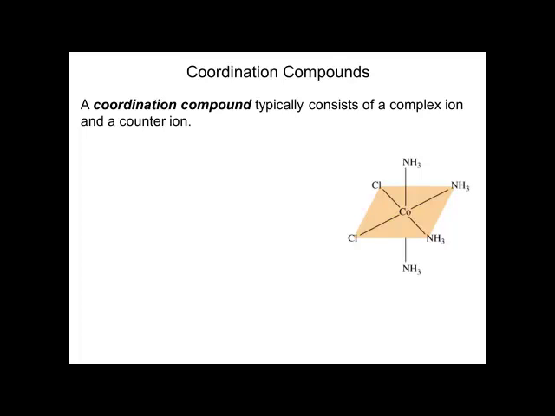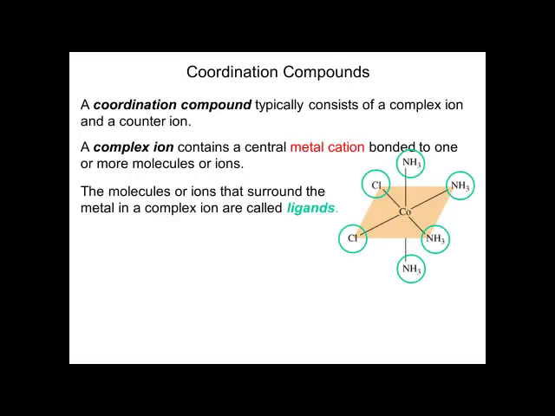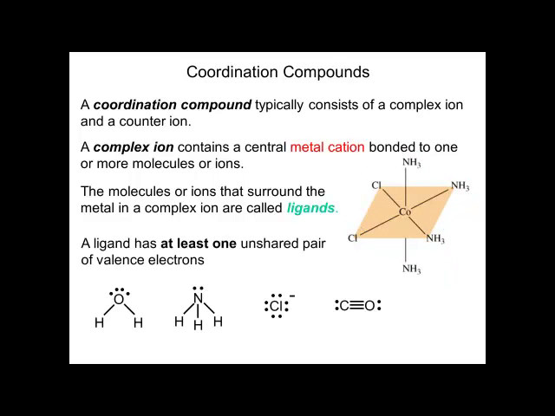A coordination compound typically consists of a complex ion and a counter ion. In this example, we have cobalt in the center, and attached to it are 2 chlorines and 4 ammonias. A complex ion contains a central metal cation, in this case cobalt, bonded to one or more molecules or ions. The molecules or ions that surround the metal in a complex are called ligands. A ligand has at least one unshared pair of valence electrons.